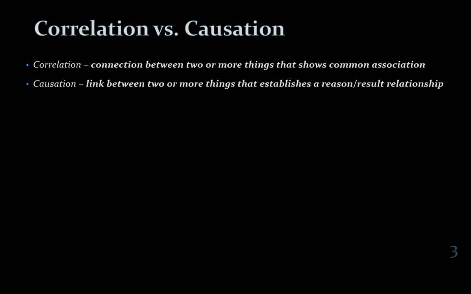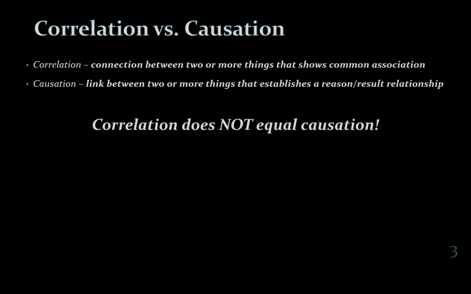Causation is a link between two or more things that establishes a reason-result relationship. So the causation, or the cause for you taking ENG 140, is going to be different than for other students who are taking the course. So let's look at a scenario. I want you to understand correlation does not equal causation.